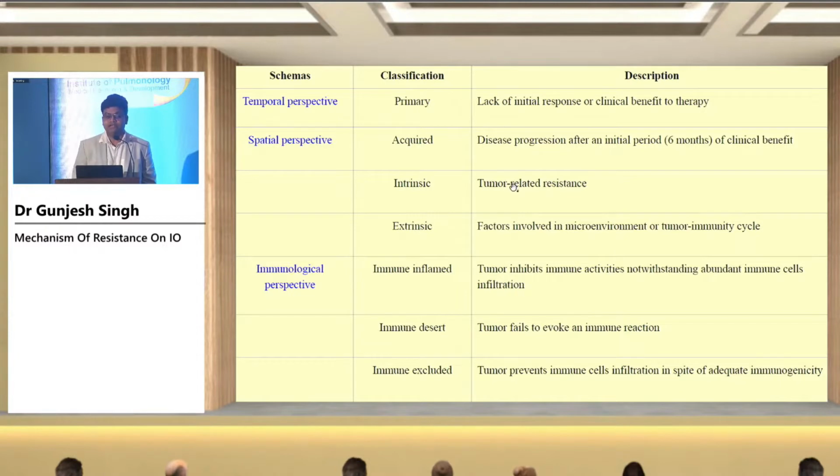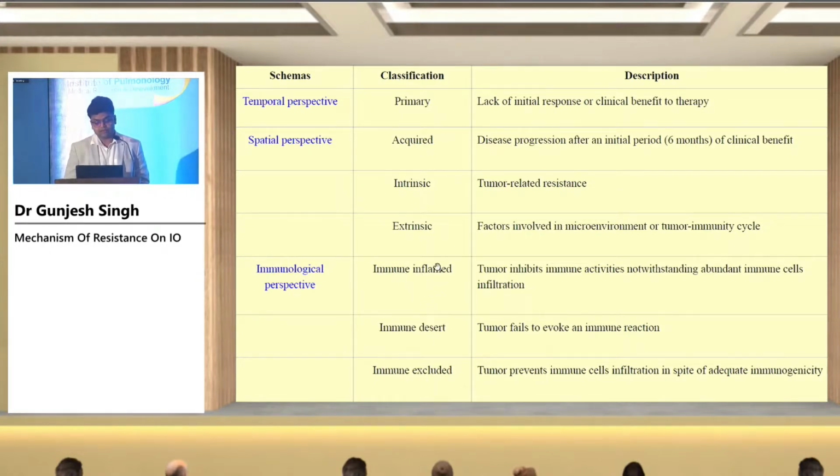Intrinsic means tumor related resistance. That means the tumor is itself resistant to immunotherapy. Extrinsic means the factors that are present in the tumor microenvironment and tumor immunity cycles that are responsible for resistance to immunotherapy. And other can be immune inflamed, immune desert, and immune excluded.